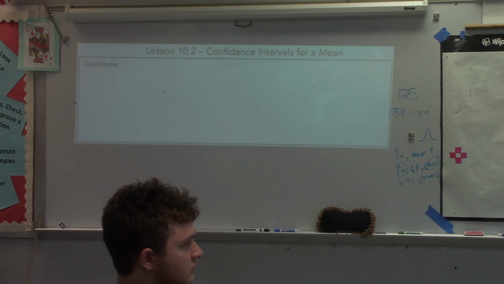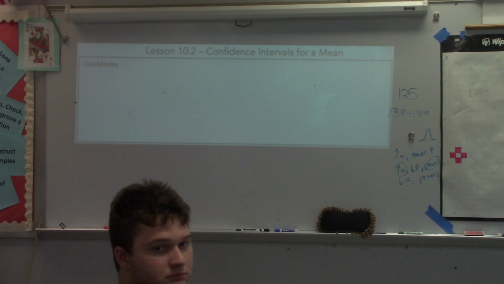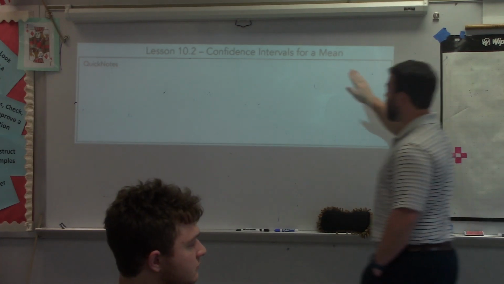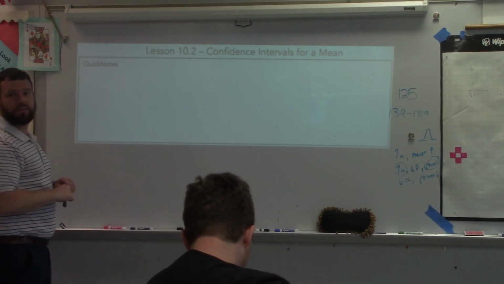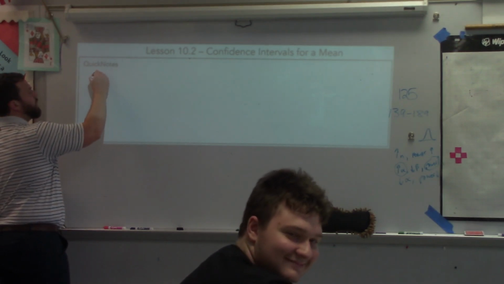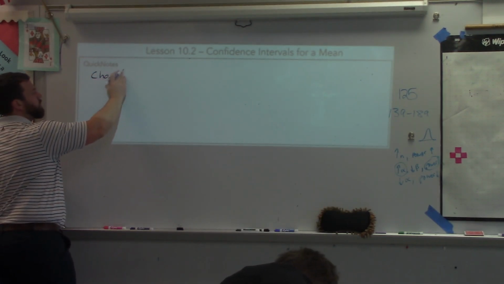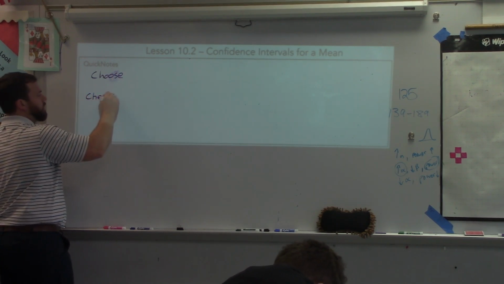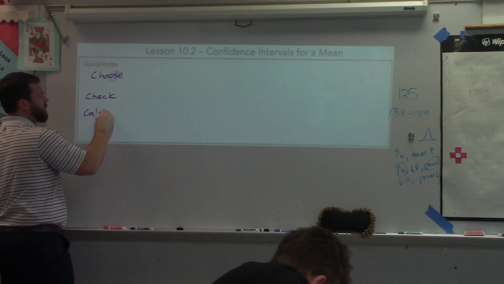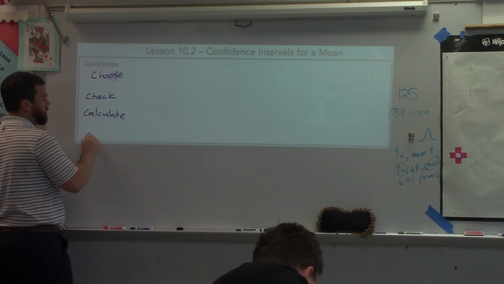Well, we're also moving past this right now. The only thing I want to point out is if we're doing a confidence interval for a single mean, Serena, what are the 4 things we got to do? The 4C method. We've got to choose. We've got to check. We have to calculate. And we've got to conclude.